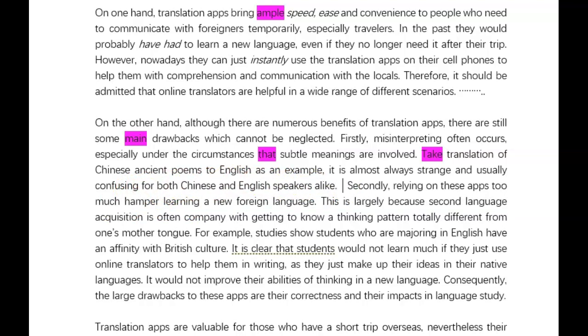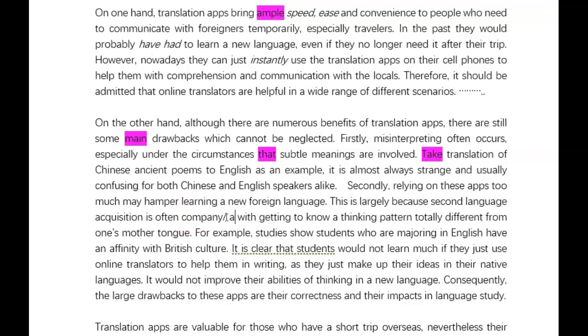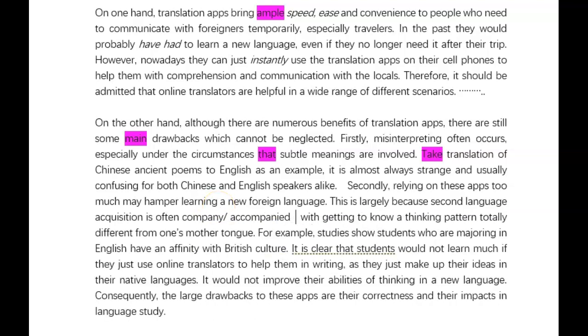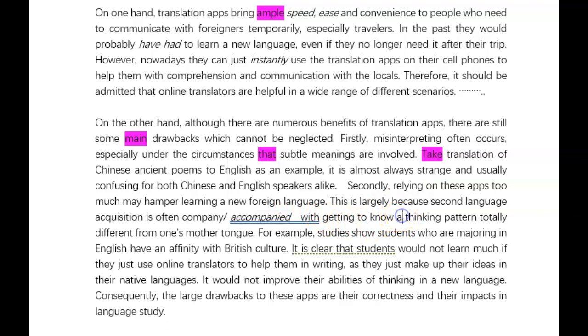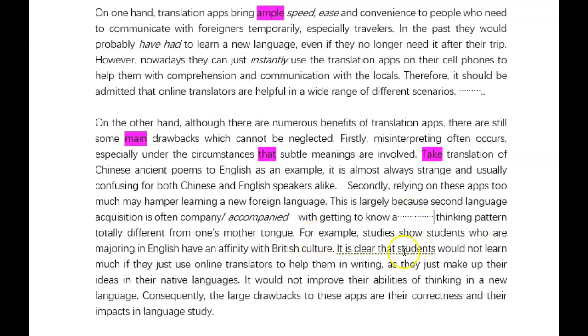Very interesting example. Secondly, relying on these apps too much may hamper, you need a modal verb there, may hamper learning a new foreign language. This is largely because second language acquisition is often accompanied, yeah, you want this one, accompanied with getting to know. Instead of that, I would put learning and understanding, which is a bit more academic. Learning and understanding, a thinking pattern, totally different.